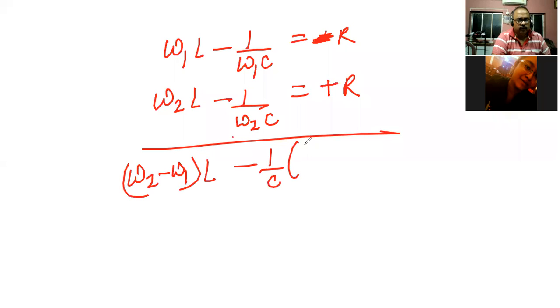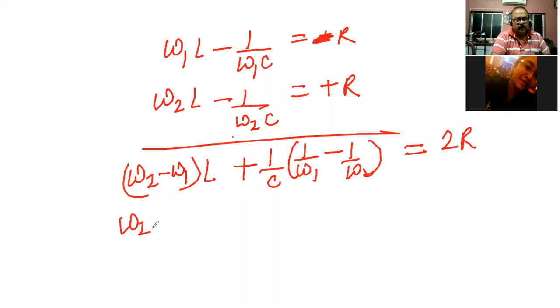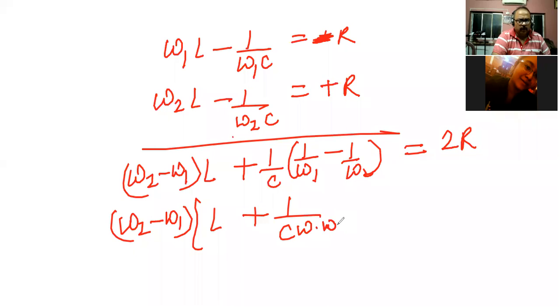So this will be equals to 1 by omega 1, so I can get a plus over here. So I'll get 1 by omega 1 minus 1 by omega 2. And this is equals to R minus of minus R. So this will become 2R. So I can take omega 2 minus omega 1, same process. You just take common and you will get over here L plus 1 by C into omega 1 into omega 2. So this is equals to 2R.